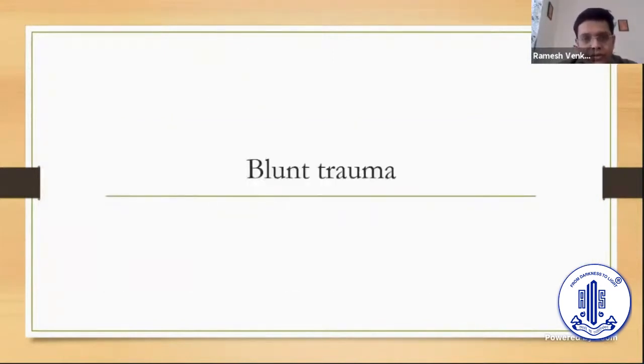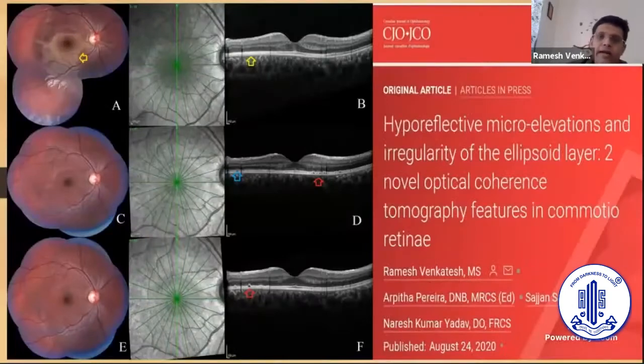with a chronic CRAO. Blunt trauma: I just wanted to come up with these two important and interesting findings which we see in patients with Berlin's edema or commotio retinae in blunt trauma. So this is the A image and the corresponding top OCT. You can see that there is obliteration of the optical space in the outer retina, between the RPE and the photoreceptor layer. That is exactly what we see in a patient with acute blunt trauma.